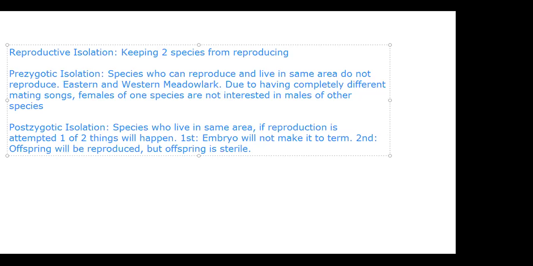But with these organisms, generally one of these two things will happen: either you have prezygotic, where they just kind of stay away from each other, or postzygotic, where after they've tried to reproduce, either their offspring is sterile or just doesn't really make it. Okay. Are there any questions about that?